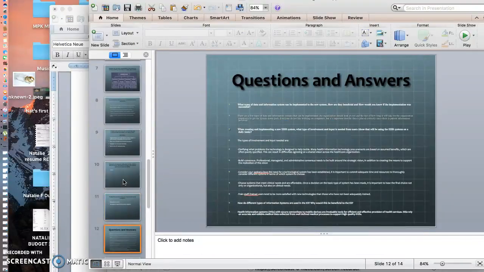Questions and answers. What type of data information system can be implemented to the new system? How are they beneficial, and how would they know if the implementation was successful? There are many types of data that can be used, implemented.